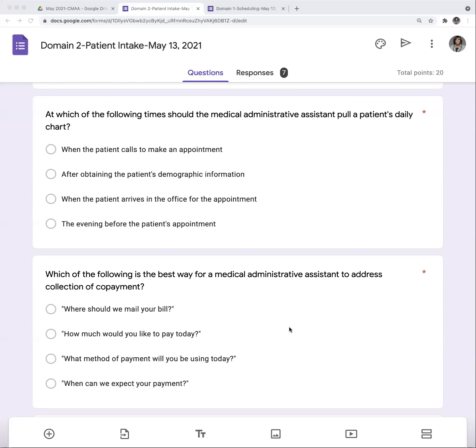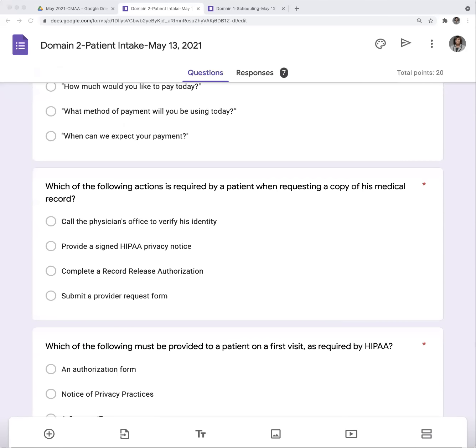We don't want to give the patient a choice. We don't want to ask when can we expect your payment. That's right. What method of payment would you be using today? Not when can we expect it. Remember, every copay you take can be part of the money that they use to pay you. Yeah, that's right.